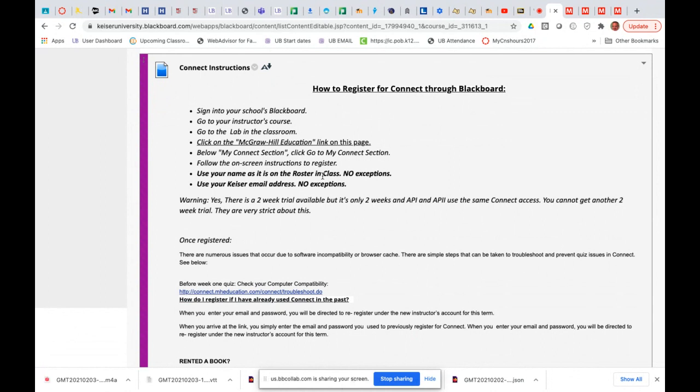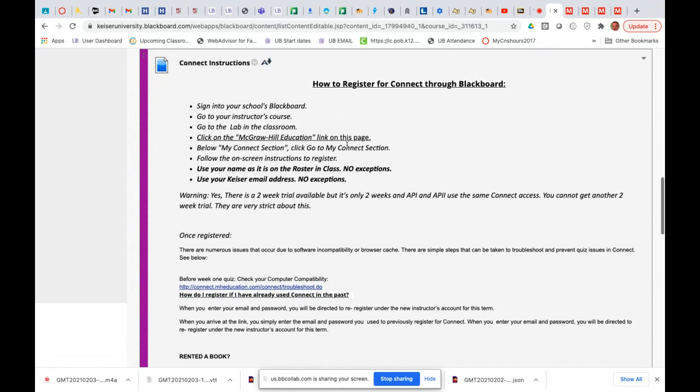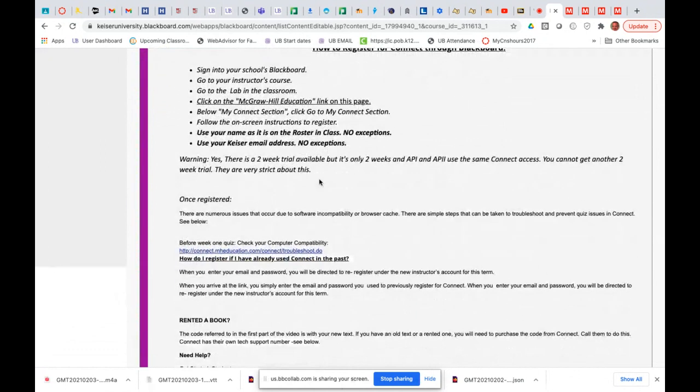So if your name is Caitlin, don't put Kate. Don't put Katie. It's got to be Caitlin. If it's Danielle, don't put Dan, right? Put your legal registered name. So please just go through these.